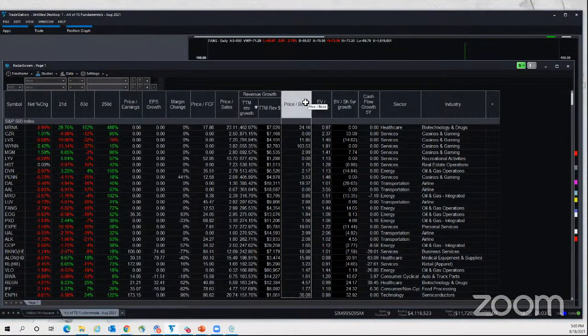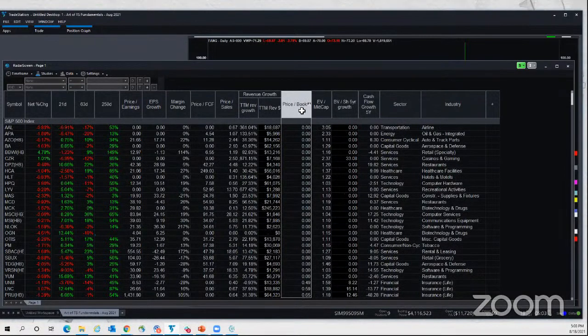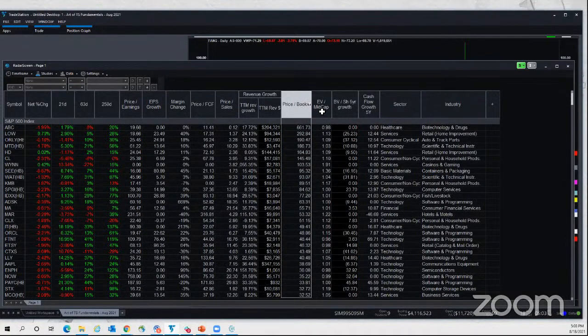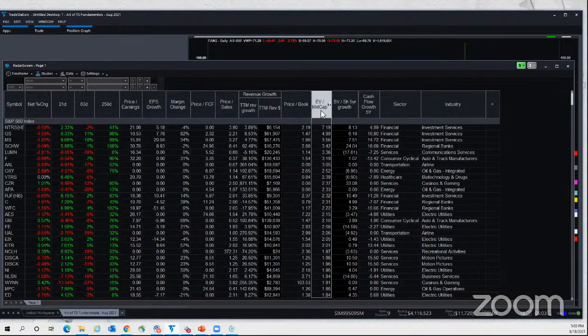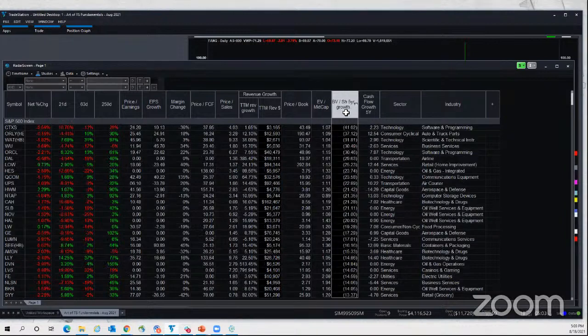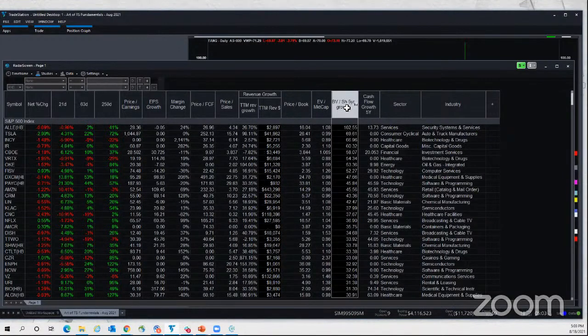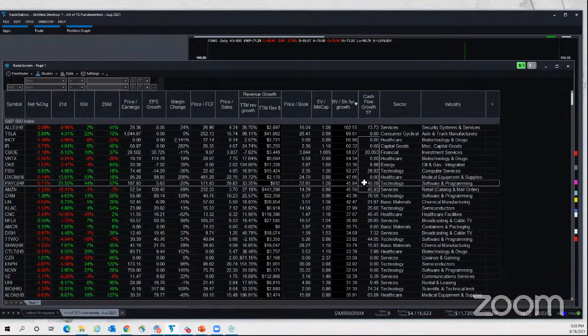Now, price to book is very useful, and I'm going to explain these in a future slide, but this can be very useful for value investing. Enterprise value to market cap is a custom one that I've created, which I find to be the most universal measure of leverage. I'm going to explain that one too. Book value growth per share over the 5 years is a good long-term measure of growth. And cash flow growth. This is very similar to the thing I just showed you in Scanner.